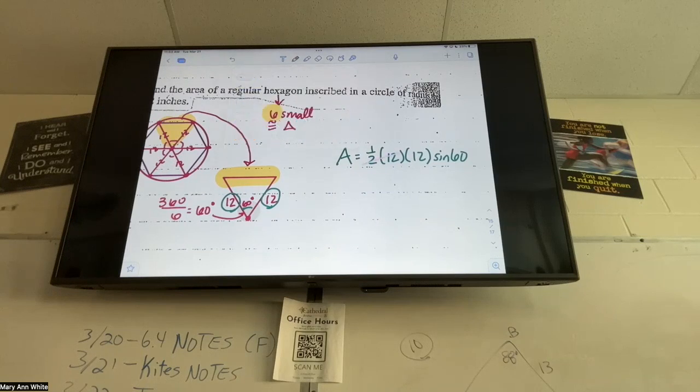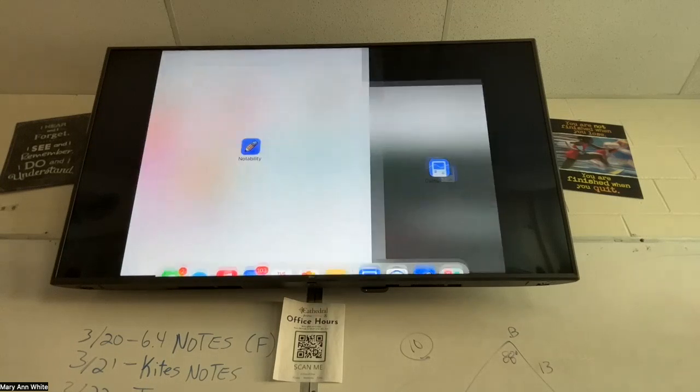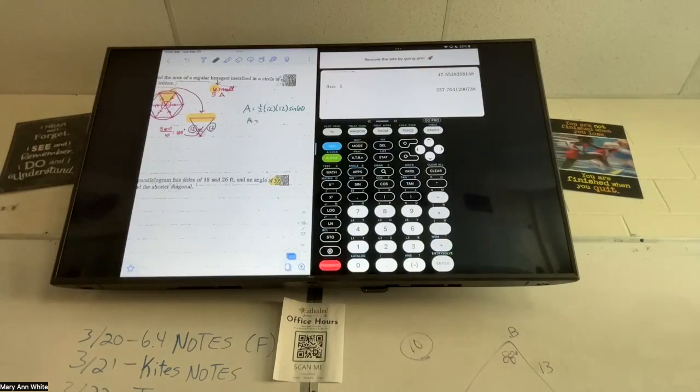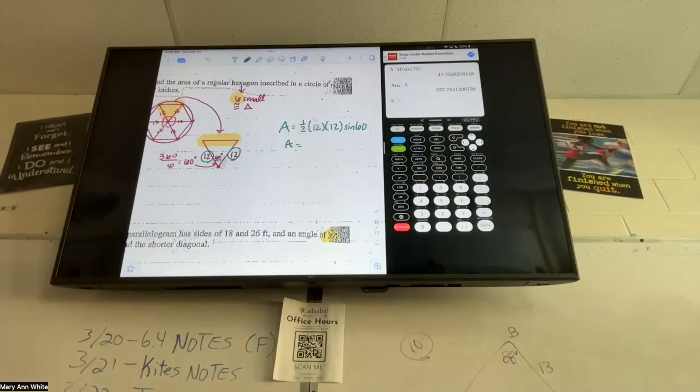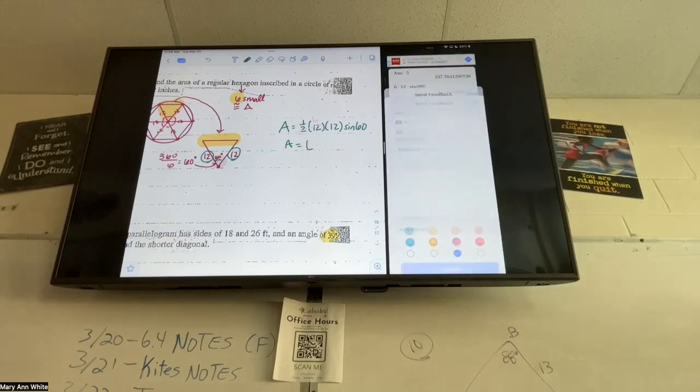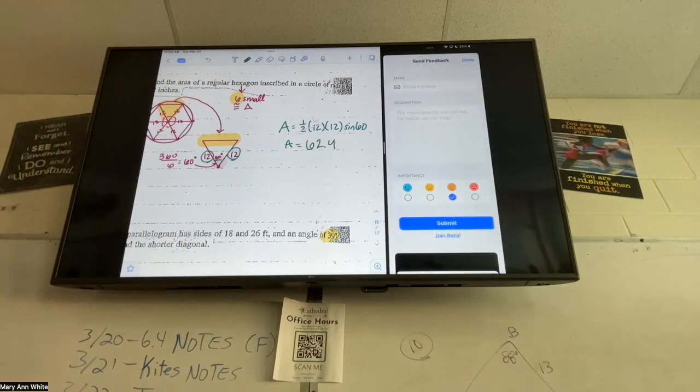So 1/2 of 12 is going to be 6. So I get area equals 6 times 12 times sine of 60, and I'm just going to put that right in my calculator. 6 times 12 times sine 60. Now, one thing, make sure that you're in degrees. There's really no reason to be switching between degrees and radians here. You should just be in degrees. And I get 62.4. And that's in inches squared.